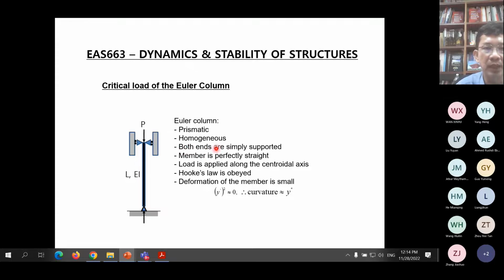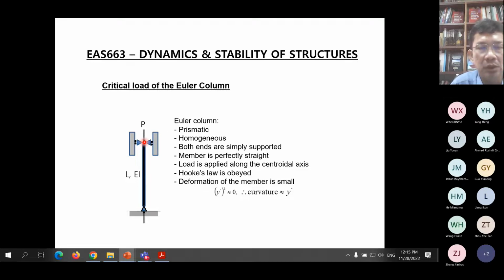The Euler column has both ends simply supported or pinned like this. Of course, in order to simulate this loading, we have this end able to move up and down, but the important thing is it cannot translate left and right, but is allowed to rotate. At the other end also it cannot translate left and right, but can rotate. The member is perfectly straight. It is an ideal perfect column, which later we'll see never happens in an actual column, but for derivation of the critical load, we make everything perfect. Load P is applied along the centroidal axis, with no eccentricity, which again never happens in an actual column. But for Euler, we make that assumption.